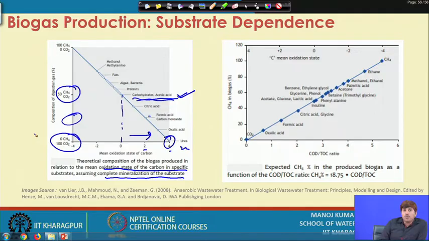But if we go to the other side, where the oxidation state of carbon is negative, say -2, where there is methanol and various fats, they produce more methane and less carbon dioxide. Algae and bacteria also fall somewhere here, producing some 60 to 65, 70% methane and the remainder as carbon dioxide. Fats also produce around 70% methane and less carbon dioxide.